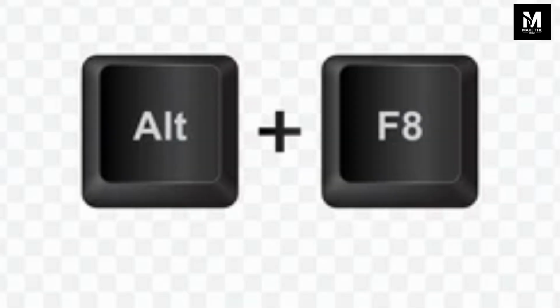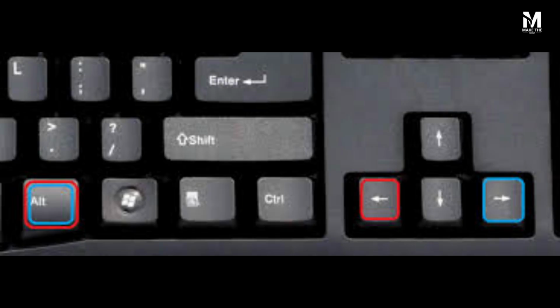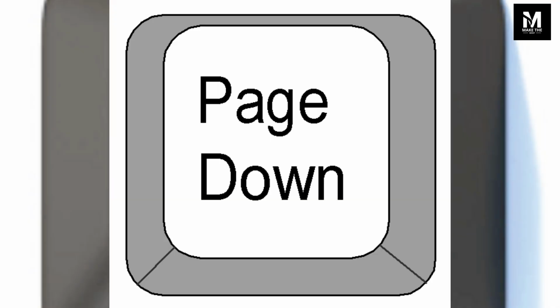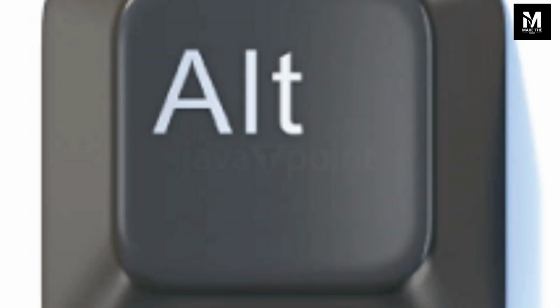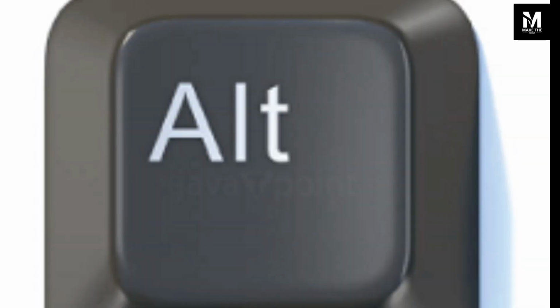Alt plus F8 reveals a typed password on the sign-in screen. Alt plus the left arrow key goes back. Alt plus Page Down moves down one screen, Alt plus Page Up moves up one screen, Alt plus the right arrow key goes forward. Now let's familiarize ourselves with the computer keyboard.